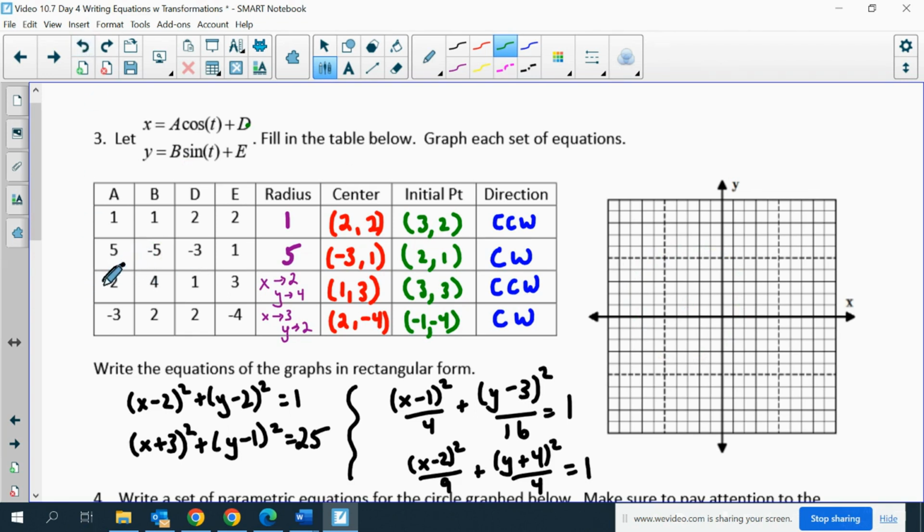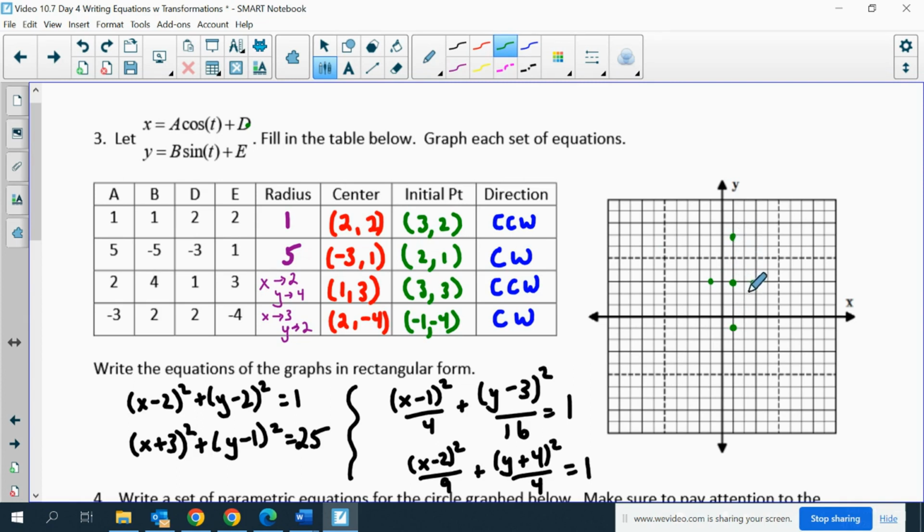Then if my a and b are different, that means that it's going to be an ellipse. We kind of already knew that from a previous thing, but now just seeing it maybe can confirm it for us. And so I have an ellipse where my x radius is going to be 2 and my y radius is going to be 4.